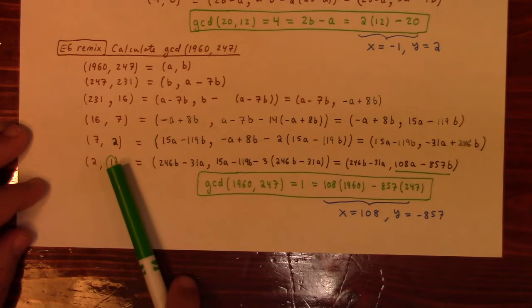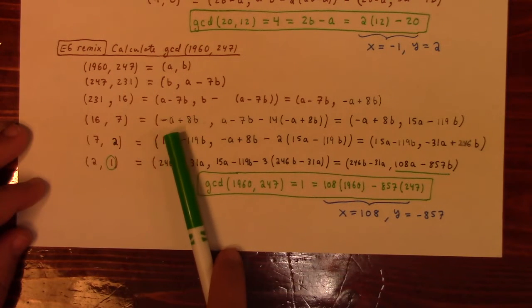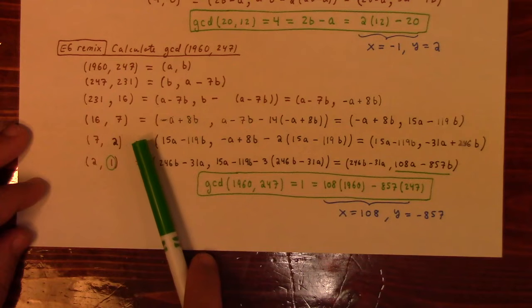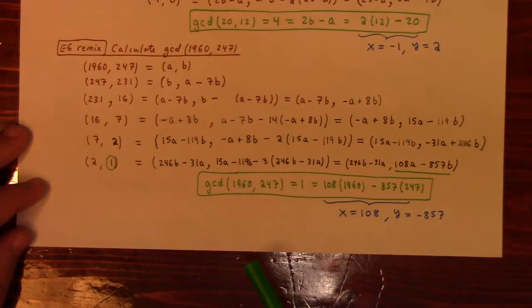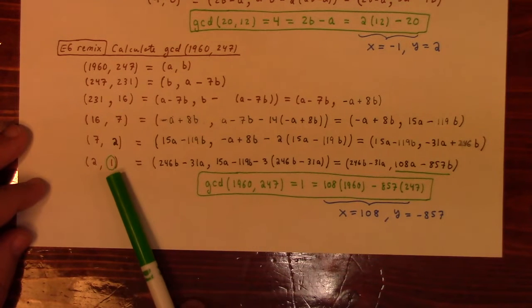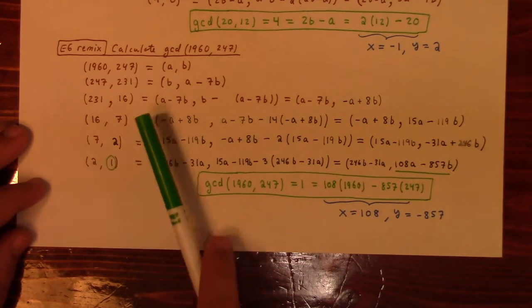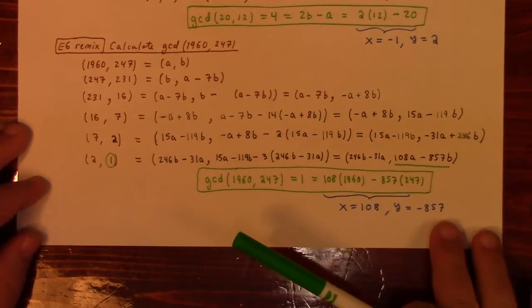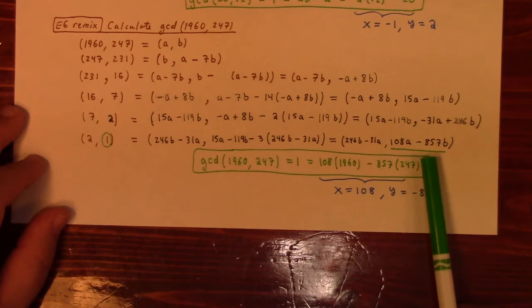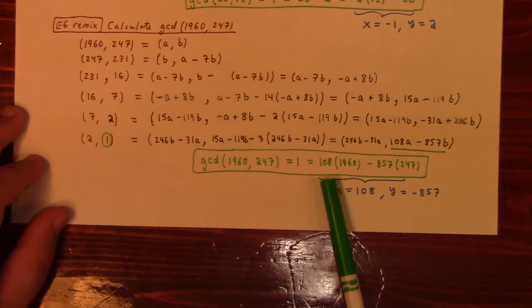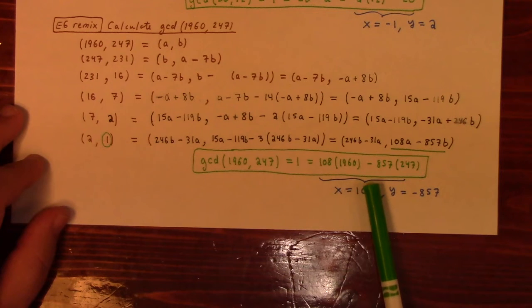And this continues. Let me not talk through all that; you don't want to listen to it, you can look at it. Continuing the algorithm, we finally get down to here, the last non-zero remainder is 1, because these numbers are coprime. And tracking through these steps, you get 108A minus 857B, which gives me 108 times 1960 minus 857 times 247.